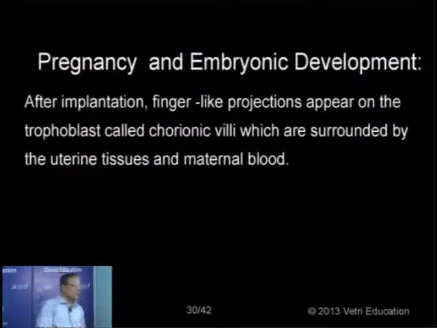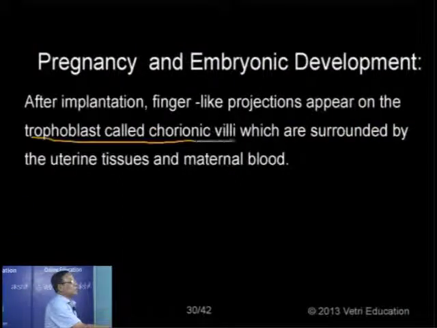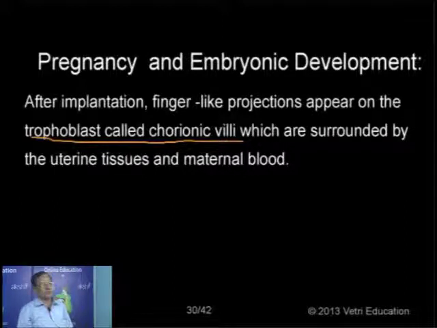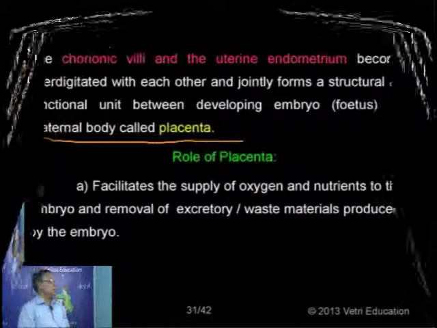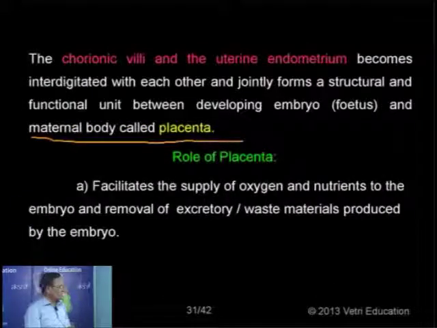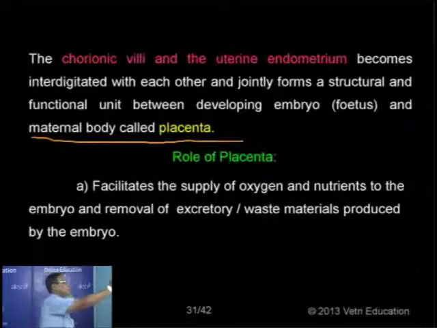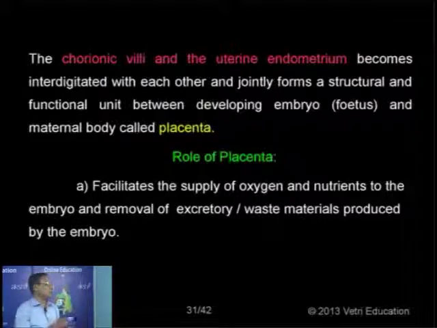After implantation, finger-like projections appear on the trophoblast, the chorionic villi, and they are surrounded by uterine tissues and maternal blood. It projects into the uterine wall, completely surrounded by the uterine tissue as well as the maternal blood. Now a contact is developed between the mother, through her uterine wall, and the embryo. The chorionic villi and the uterine endometrium become interdigitated with each other and jointly form a structural and functional unit.